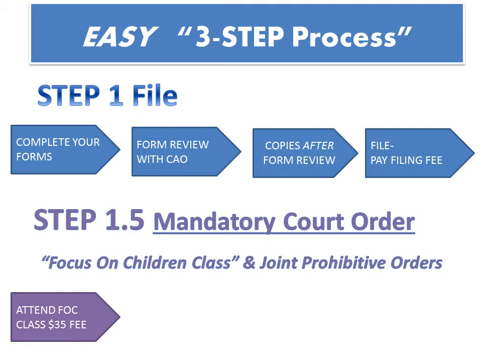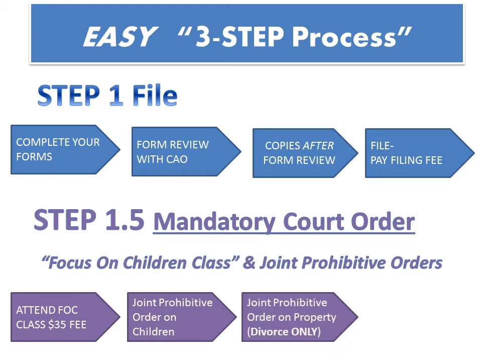The class is $35 per party, and you will want to ask any specific questions to your local family court manager. After that order is issued, you're going to see some joint prohibitive orders issued.